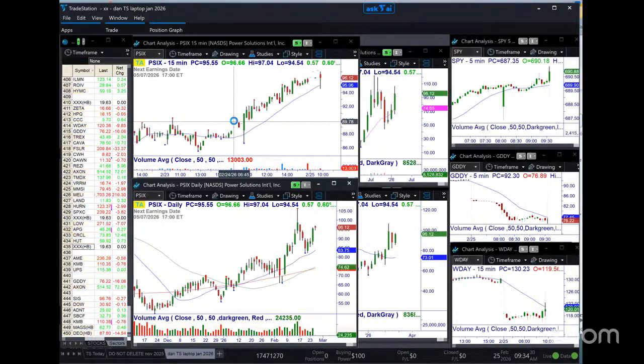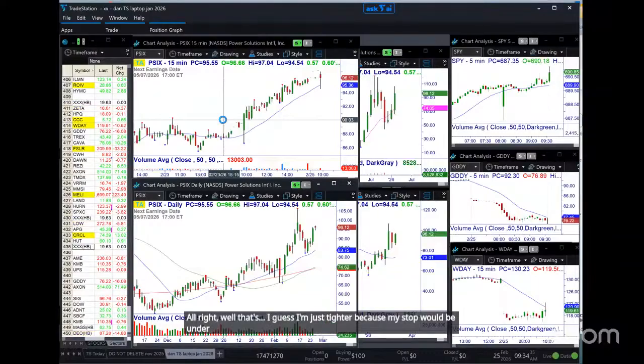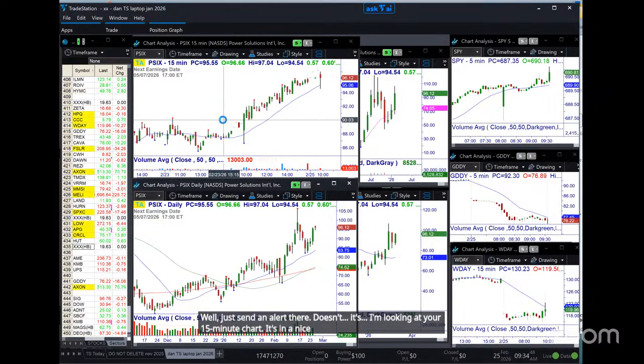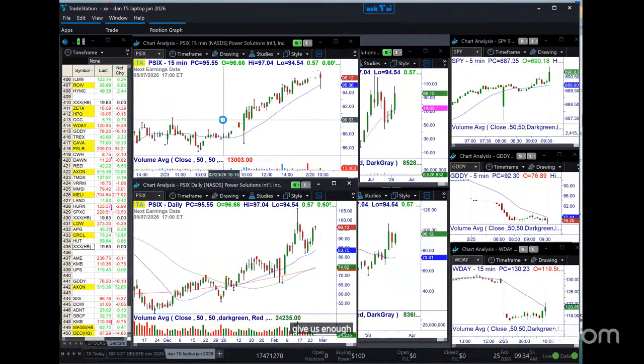All right, well, I guess I'm just tighter because my stop would be under 90, which is still $6 away. Well, just set an alert there. All right. I'm looking at your 15-minute chart. It's in a nice, beautiful uptrend, and it hasn't even gone sideways. So it hasn't developed enough to give us enough information to place a stop.